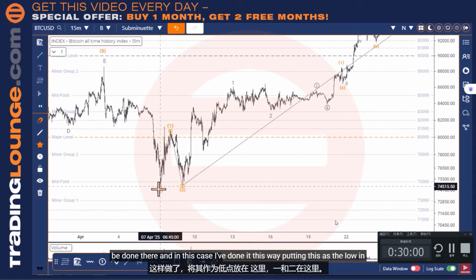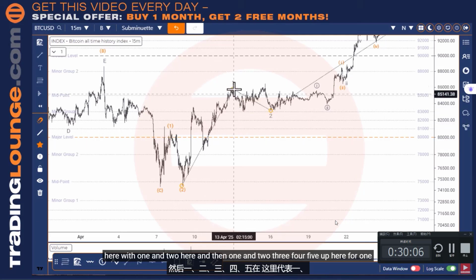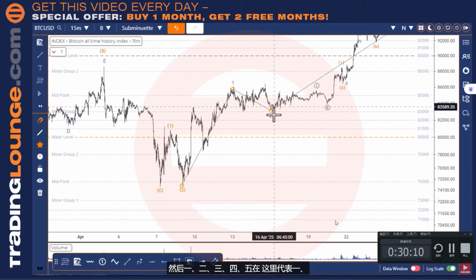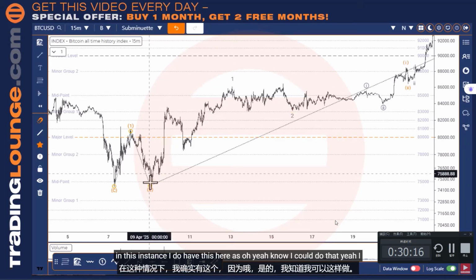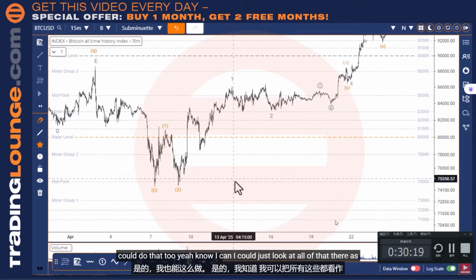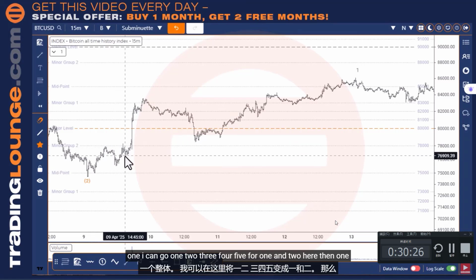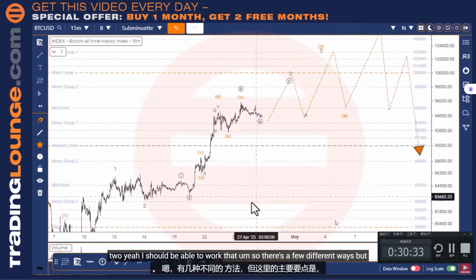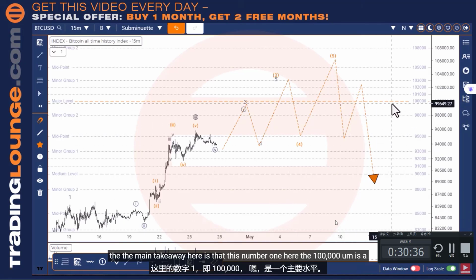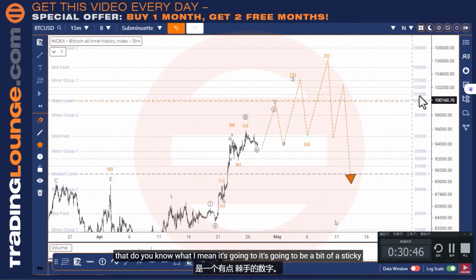In this case, I've done it this way, putting this as the low in here with 1 and 2 here, and then 1, 2, 3, 4, 5 up here for 1 and 2. Most of the other markets I can put wave 1 over here, but in this instance, oh yeah, no, I could do that too. I could just look at all of that there as 1. I can go 1, 2, 3, 4, 5 for 1 and 2 here, then 1, 2. Yeah, I should be able to work that. So there's a few different ways, but the main takeaway is that this number 1 here, the 100,000, is a major level, and we're not going to go too far past that. Do you know what I mean? It's going to be a bit of a sticky number.